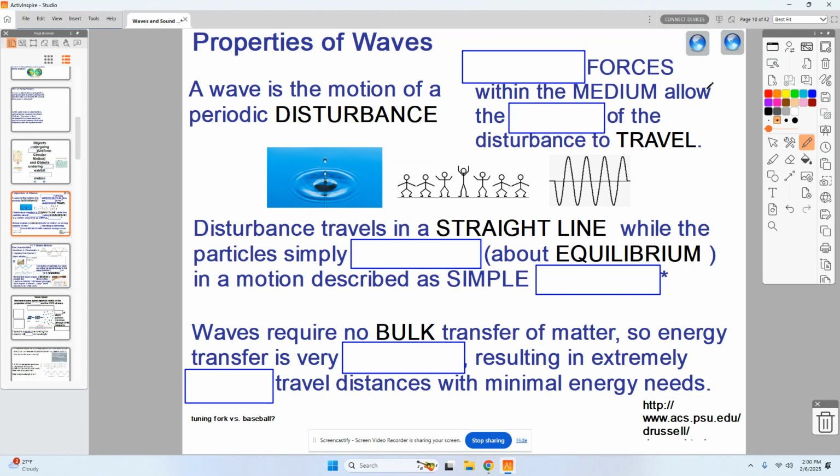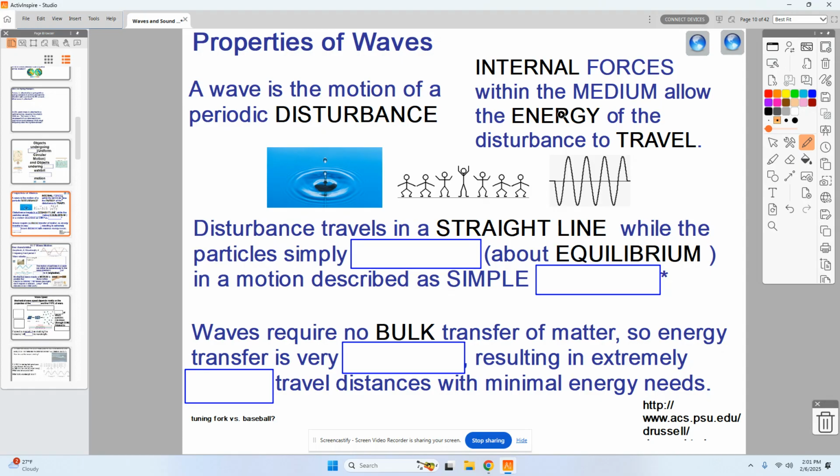So again, a wave is the motion of a disturbance. There are internal forces that exist between the particles of a medium that allow the energy of that disturbance to travel. So the only way that I can get energy to flow through that medium is because of those internal forces. Your chemistry class might call those intermolecular forces. One particle is attracted to the next particle through those internal forces, or intermolecular forces, and that allows the energy to transmit through that medium.